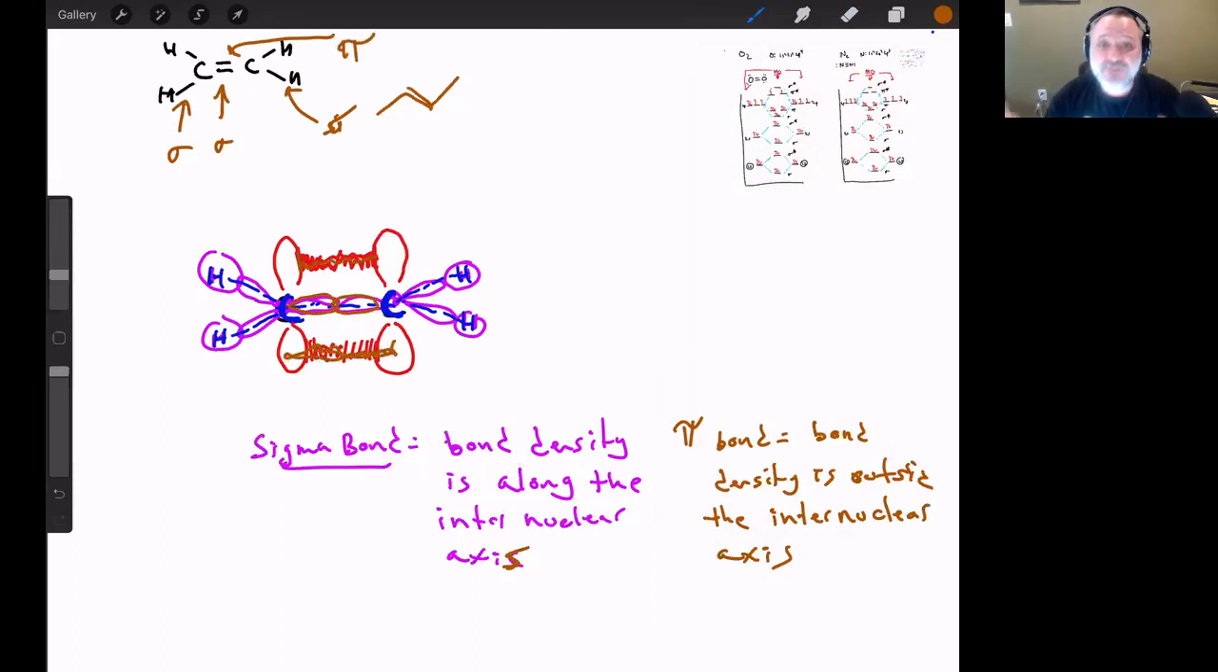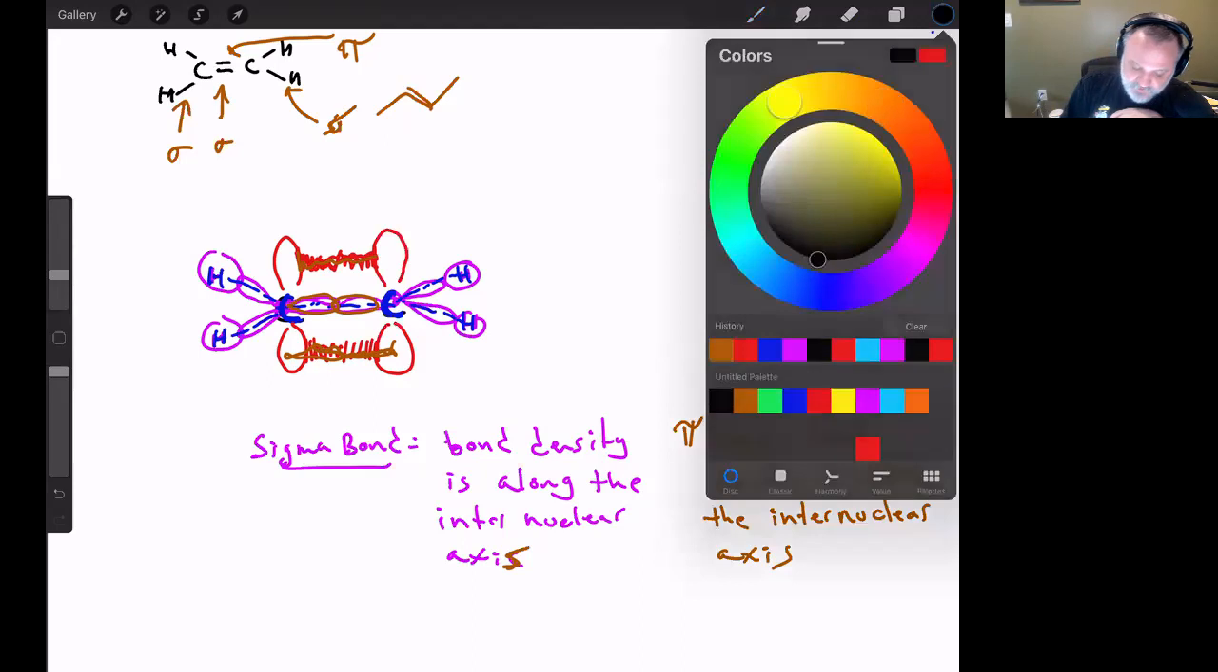So every time you see a single bond, it's always a sigma bond. Whenever you see multiple bonds, that's when you start to add pi bonds. With a double bond, one of them, as we see here, is a pi bond, and the other one is a sigma bond. So there's one of each. Well, let's take a look at another situation.